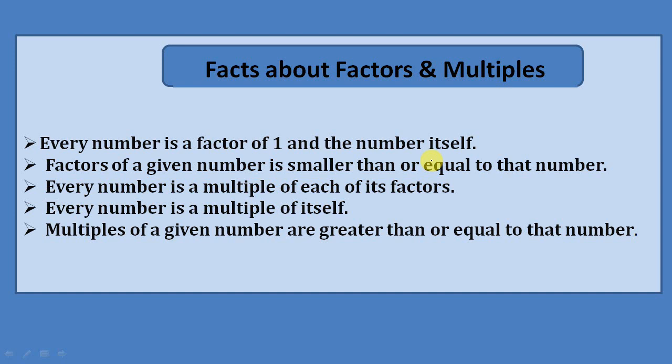Supposingly if I take the example 5, right? तो हम लिखते हैं ना 1 into 5 is equals to 5. तो 5 1 के टेबल में भी आएगा और 5 के टेबल में भी आएगा. That means the number itself and 1. The second is factors of a given number is smaller than or equal to that number.